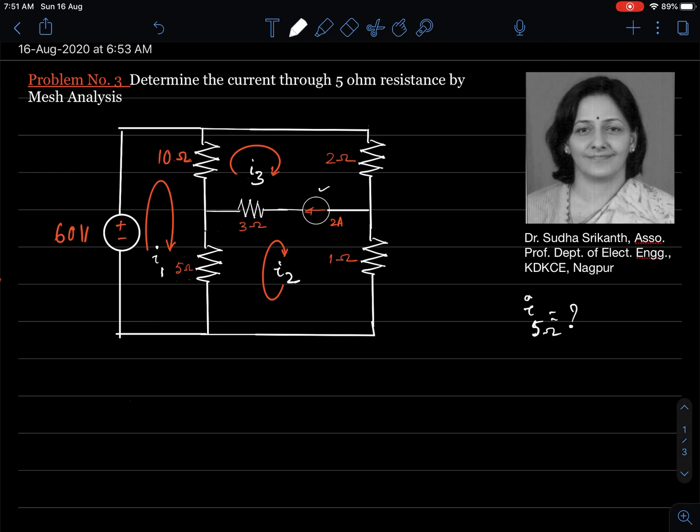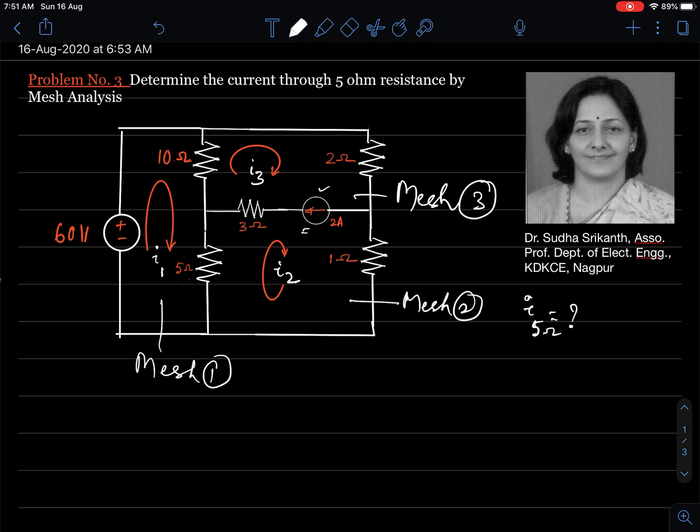One can always identify that there is one mesh which avoids this 2 ampere current source. It does not include the 2 ampere current source. That is this mesh, mesh 1. We can always write an independent equation for it, which wouldn't involve the 2 ampere source. And mesh 2 and mesh 3 would involve this current source as a common element. So we avoid writing equations for mesh 2 and mesh 3. Instead, we try to take a loop.